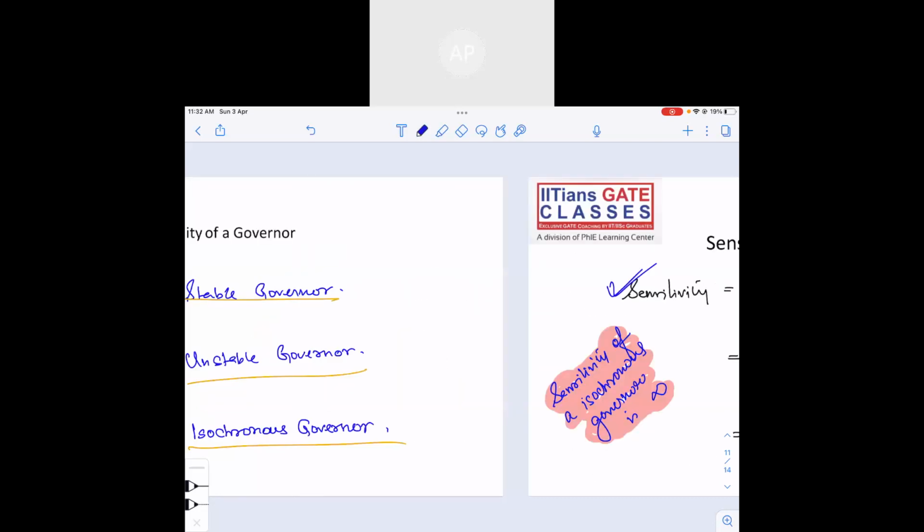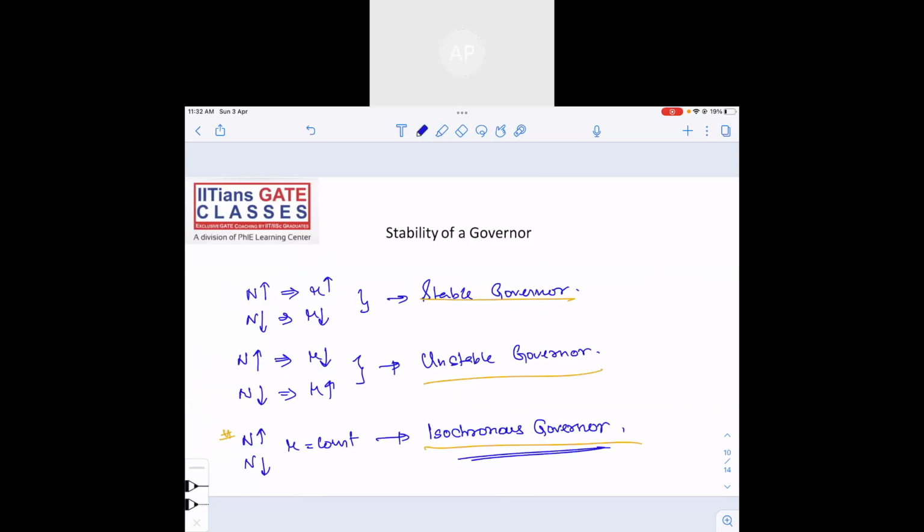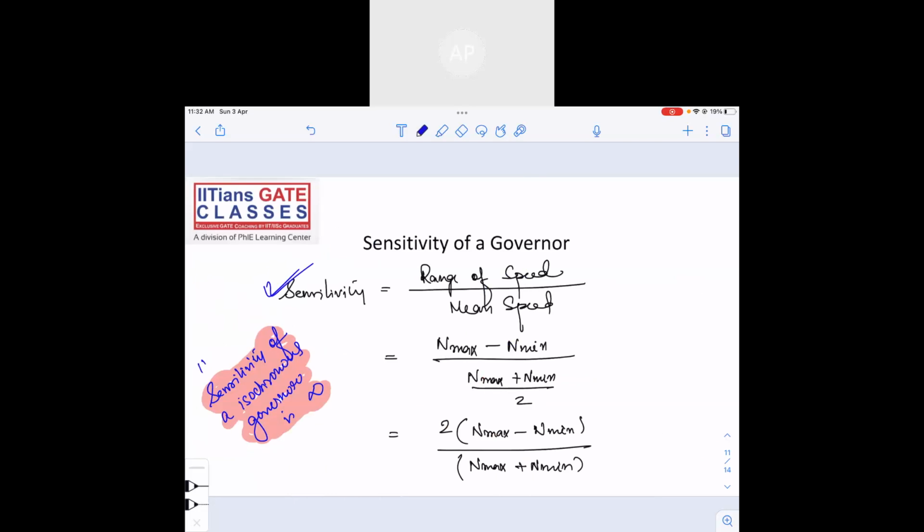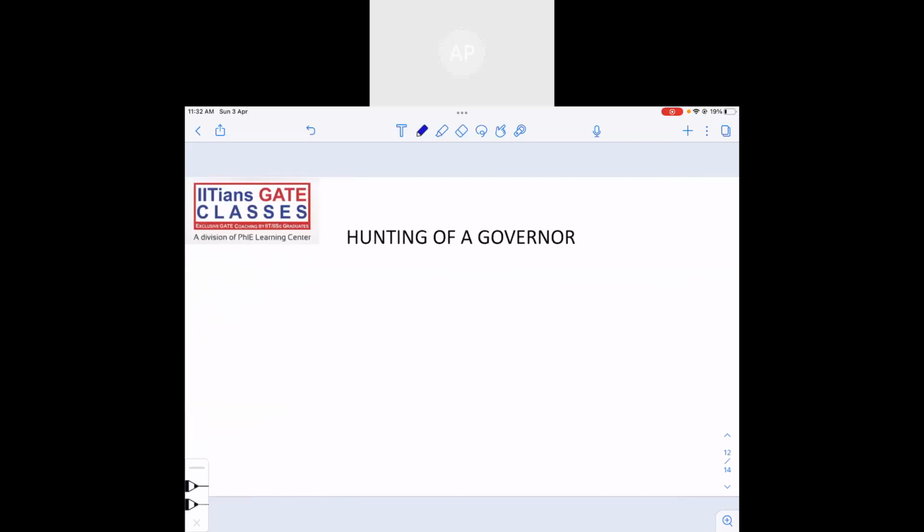We just saw the isochronous governor. It is something important. There are two questions: what is sensitivity, and what is the sensitivity of an isochronous governor? Right, now hunting of a governor. Generally, an isochronous governor can do hunting. I'll just explain what exactly is happening.